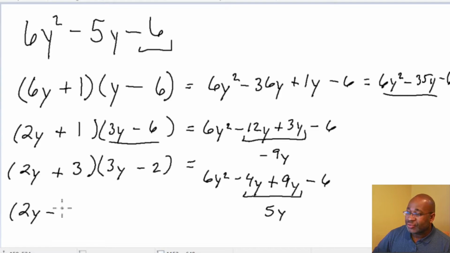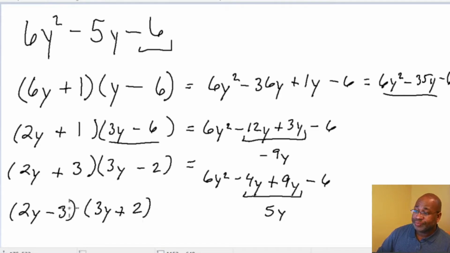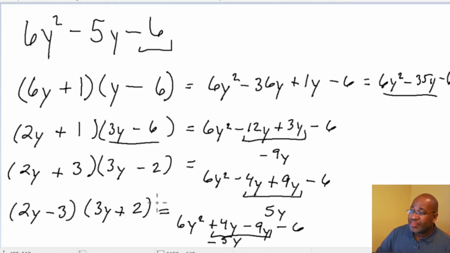We have, let's do 2y minus 3 times 3y plus 2. FOIL that out, 6y squared, 2y times 2 is positive 4y, negative 3 times 3y is negative 9y, negative 3 times 2 is negative 6. The middle terms give us exactly what we want, negative 5y. And so that lets us know that this is going to be the factored form.